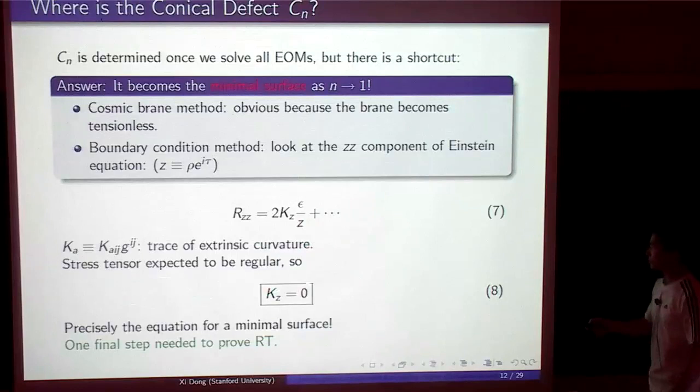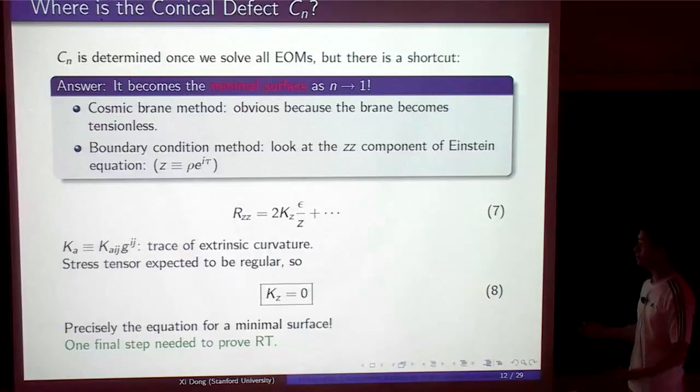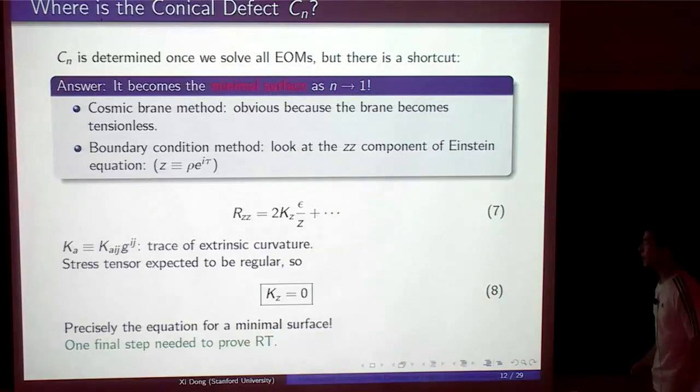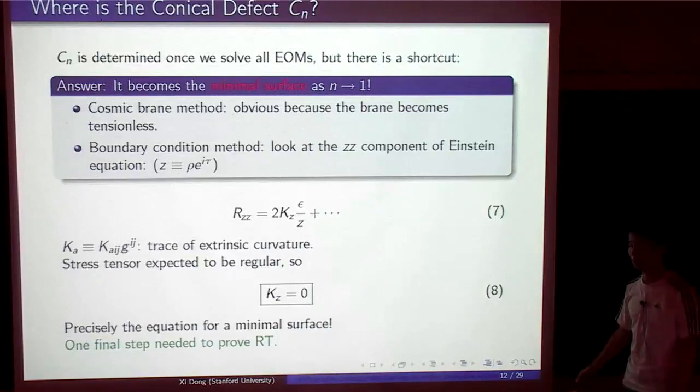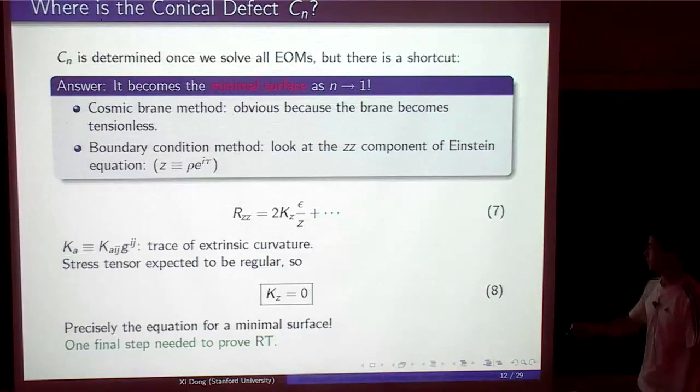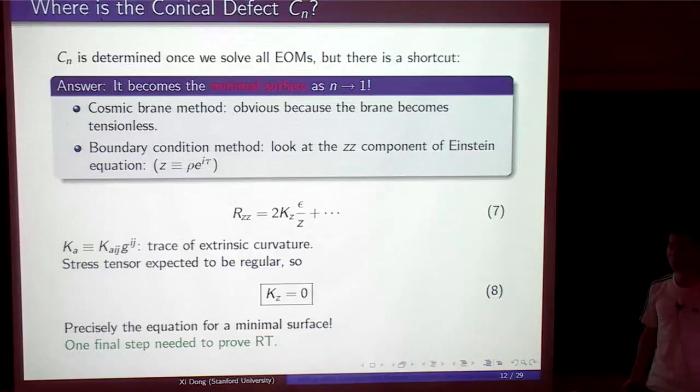We could have scalar fields and other matter fields in the theory, but we expect the stress tensor from those matter fields to be regular. One way to see this is that in the parent space, certainly everything is regular everywhere in the bulk, and in particular at a fixed point of the Zn symmetry. So nothing is diverging there, and we should expect that for general n, nothing is diverging either. Therefore, the only possibility for the Einstein equation to be satisfied as we approach this conical defect is that this term has to vanish. There's no other term which can compete with this term in the equation of motion. That means the trace of the extrinsic curvature is zero, and that's precisely the equation for a minimal surface. So that agrees with the more intuitive cosmic brane method. Both methods give the minimal surface as n goes to 1. And we just have one last step to prove the Ryu-Takayanagi formula, which is we need to compute it.